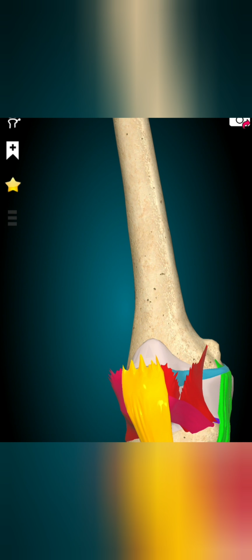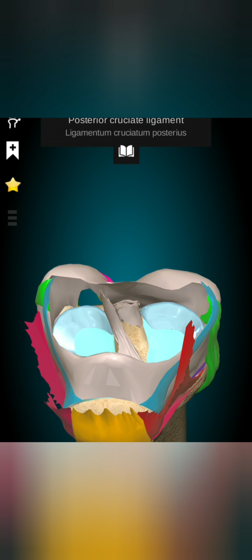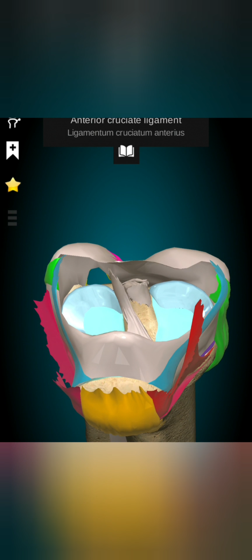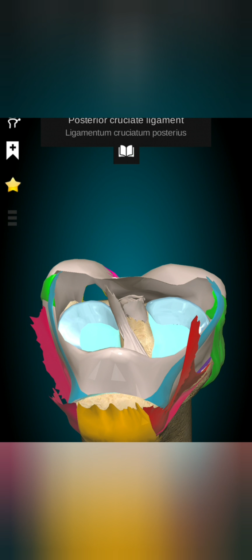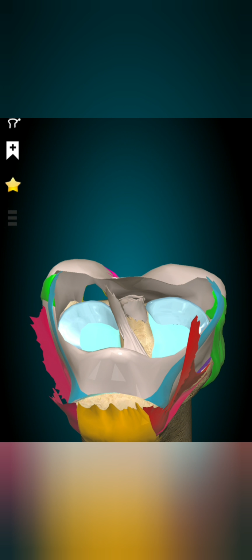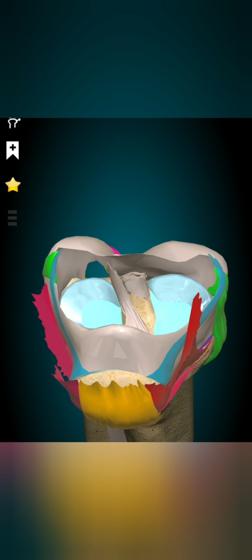Now if we remove this femur, and have a look from the superior view right here, there are two other ligaments: this one the posterior cruciate ligament, and this one the anterior cruciate ligament. The posterior cruciate ligament comes from the posterior side of the tibia and attaches on the anterior side of the femur, and the anterior is the opposite: it comes from the anterior side of the tibia and attaches on the posterior surface of the femur.